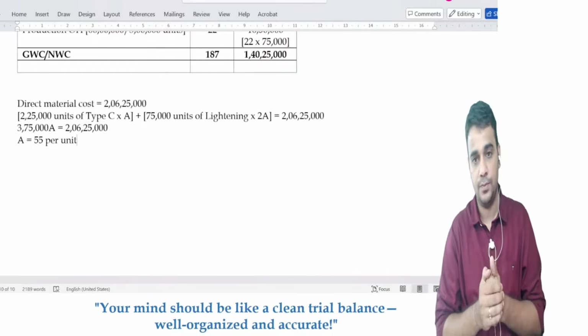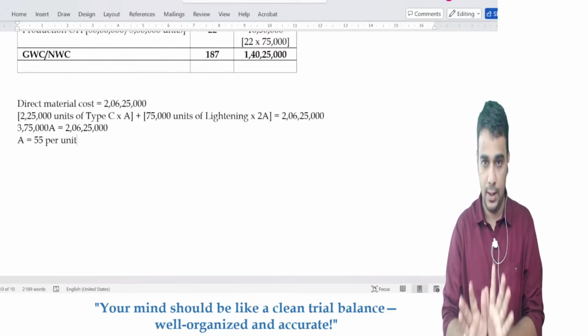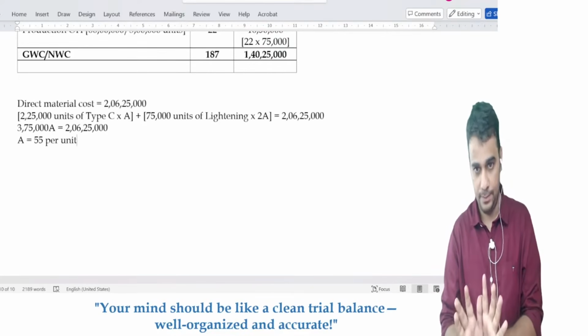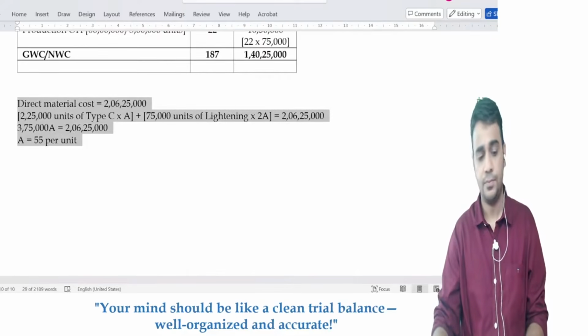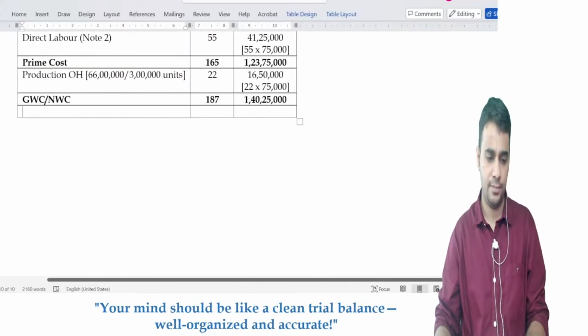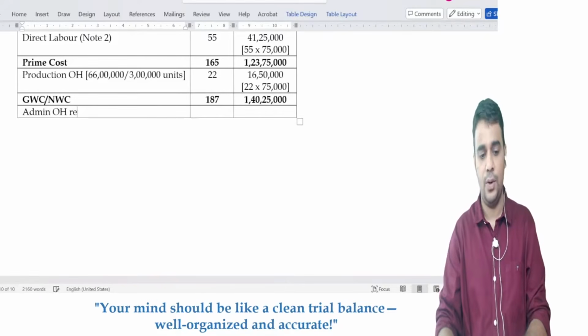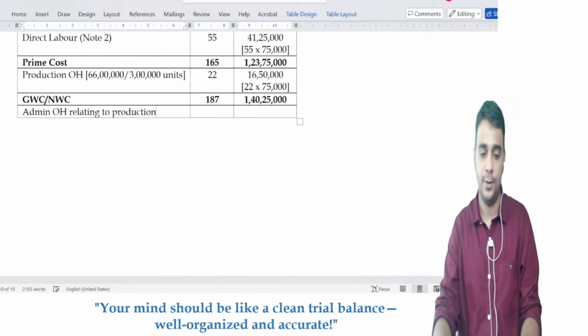Any doubts? Is there a confusion? Clear? Doubt is there still? Clear? Okay. Can we proceed? Next, administration overhead. Administration overhead relating to production.